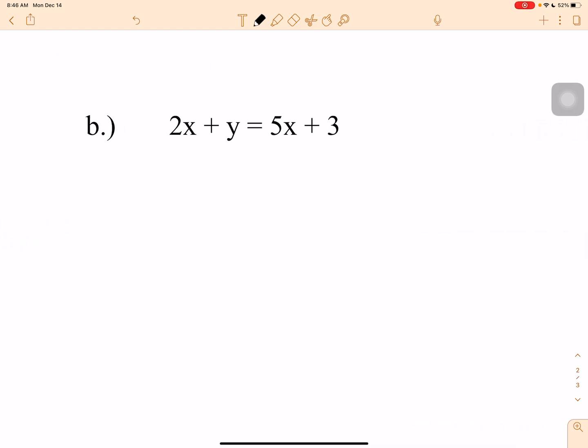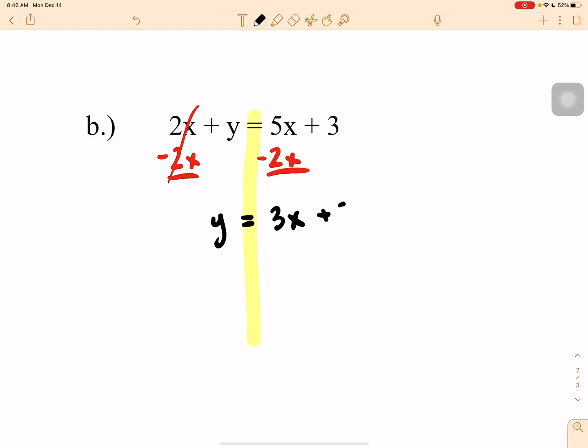All right, so this one here, 2x plus y equals 5x plus 3. This one's nice. The y is already on the left-hand side. So here I see that we have to subtract the 2x from both sides. So we're going to be left with y equals 5x minus 2x is 3x, and then plus 3.